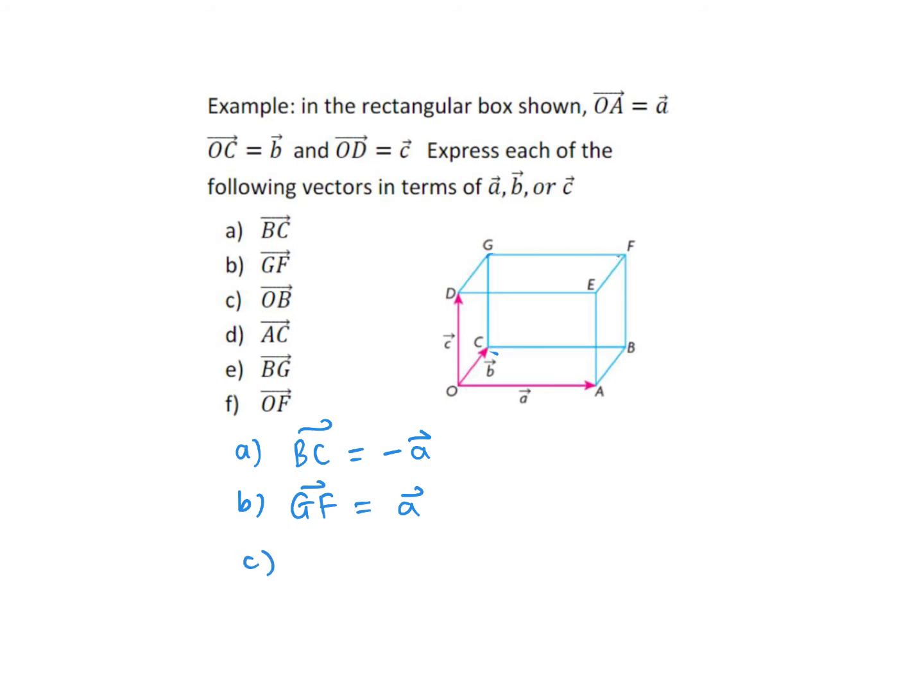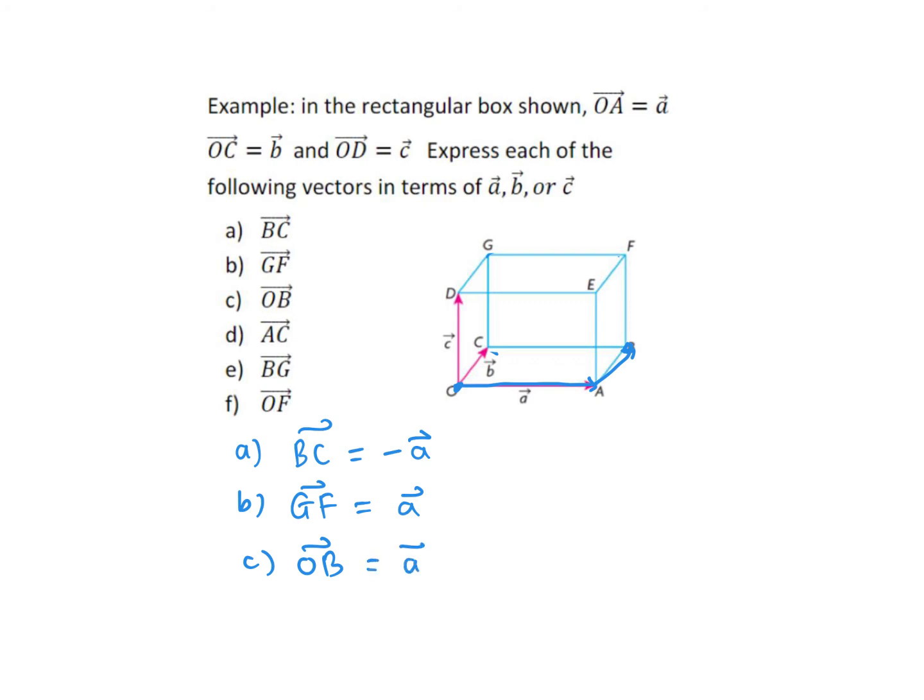Let's erase these. O to B. So O starts here and ends here. So now I have to do a combination of vectors. I have two options. I could go over to A and then across to B.